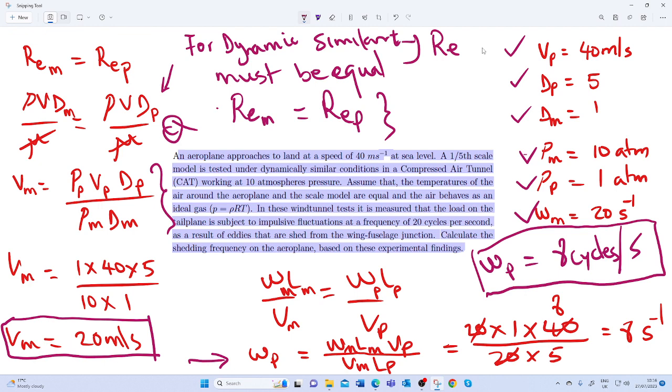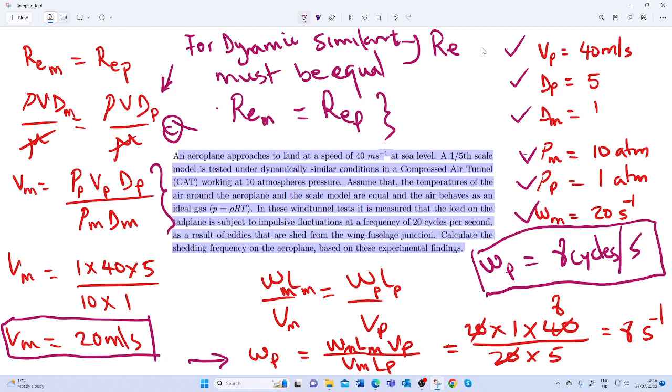And this expression can be transferred to this particular equation here, which is rho V D over mu for the model and for the prototype, in which we can find our expression of Vm, that is the velocity of the model inside the wind tunnel. That gives us this Vm equation.